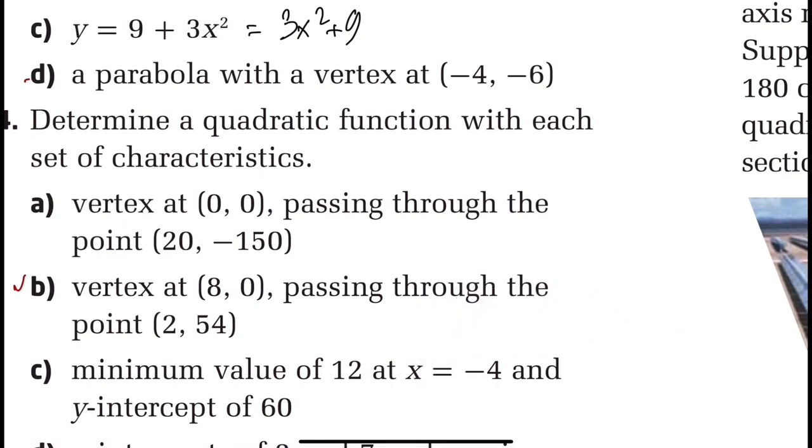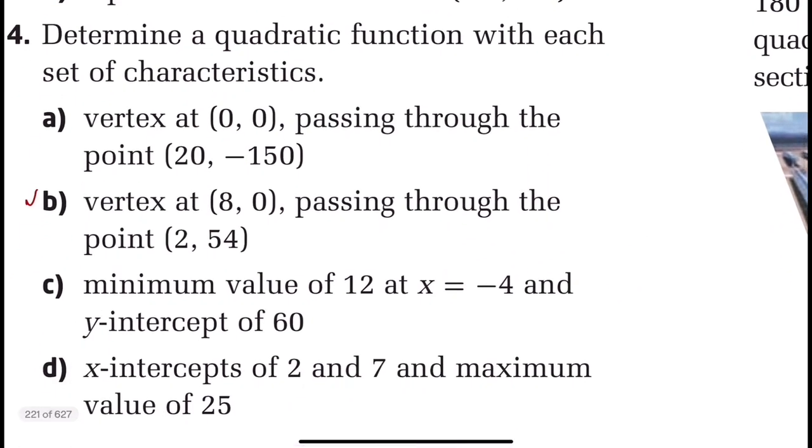So let me see this point. Same thing. Here we have minimum value is 12 at x equals minus 4. I'm talking about this question. Minimum value is 12 at x equals minus 4, and y-intercept is 60. So from here you can say that your equation is y equals a times (x plus 4) squared plus 12, because it's minus 4.